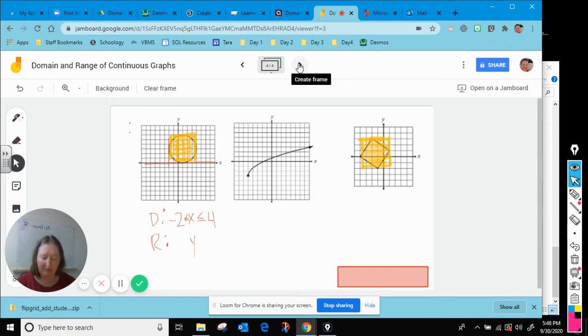All right, so the range though. The range, we're talking about the y-axis, and so we are talking about right here where it's starting. It's starting at 0, that's the lowest, and then the highest. Always we go from least to greatest.